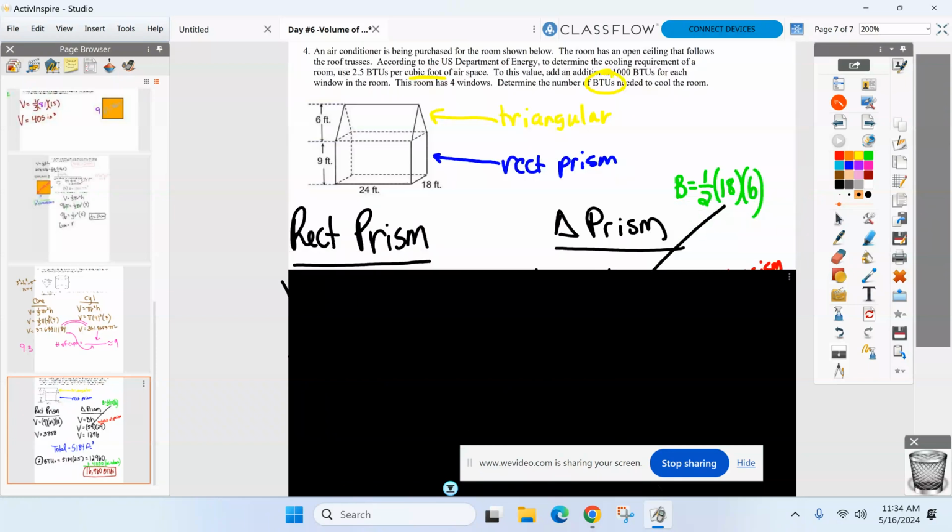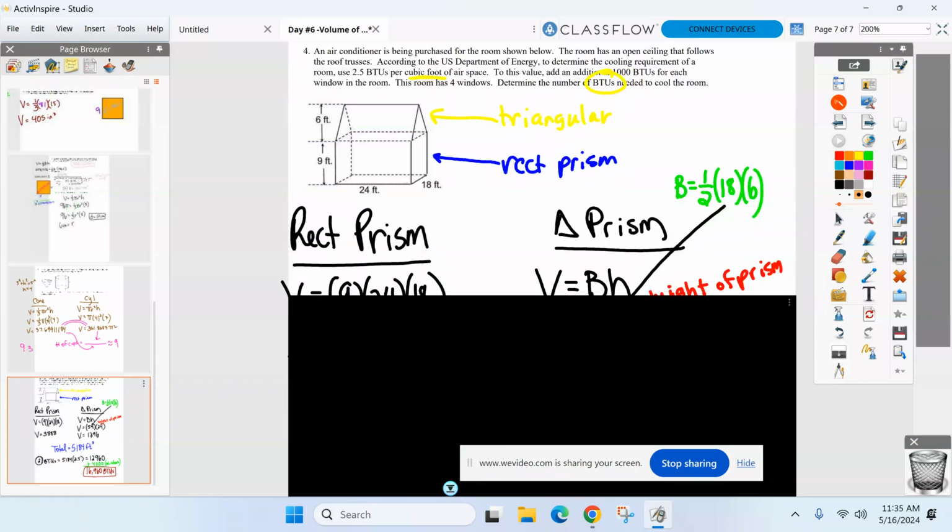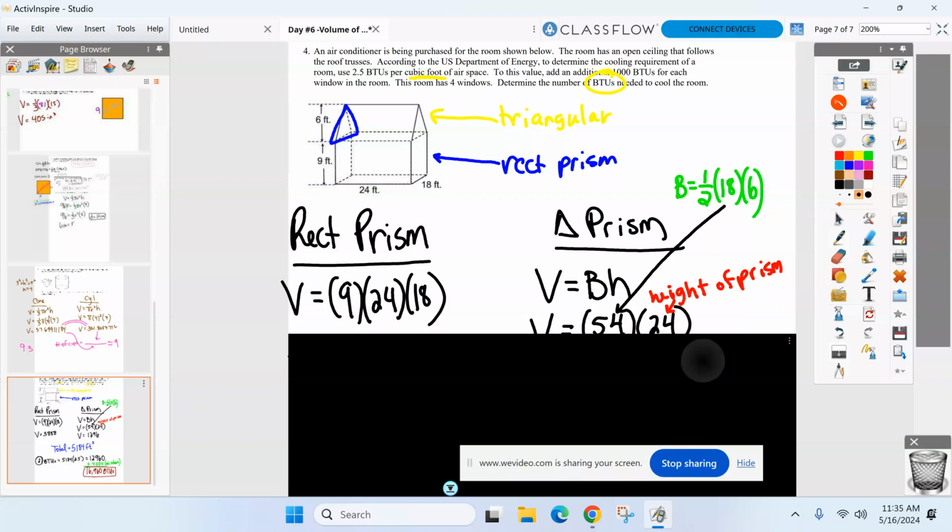Triangular prism, it's still BH. So real quickly, you had to find the area of this triangle using 1/2 base times height. That's what I did up here. 1/2, the base is 18, the height is 6 of that face. Good? So that would have given me 54 for capital B.